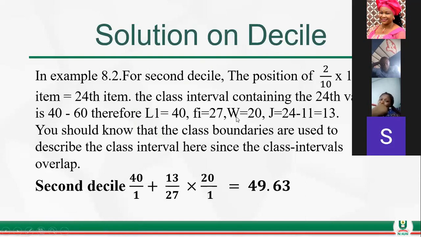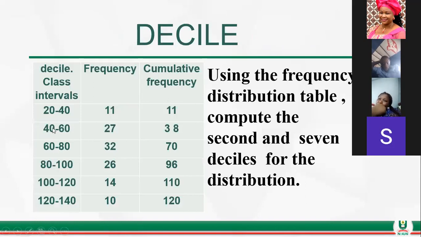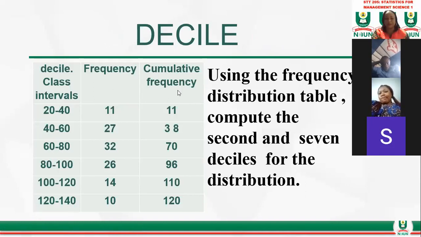Okay. The width is 20. How do you derive that? 60 minus 40, 40 minus 20. They are supposed to be constant, so they are the same thing, 80 minus 60. Okay.